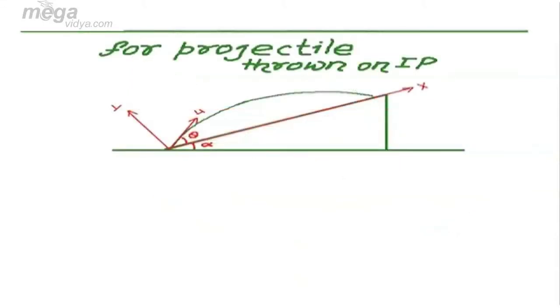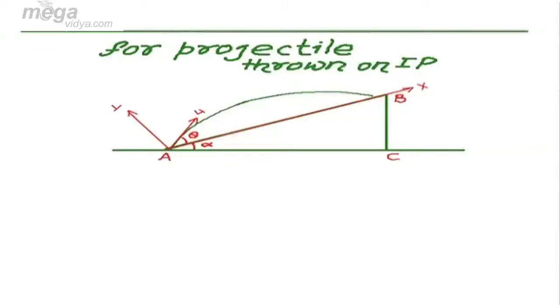So for projectile thrown on inclined plane, I would like to draw it in front of you as this is an inclined plane A, B, C. We have thrown the projectile from point A, which is taken as point of projection, at some angle theta with the inclined plane with velocity u.